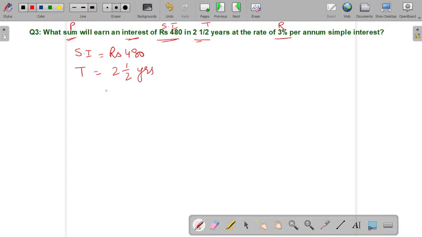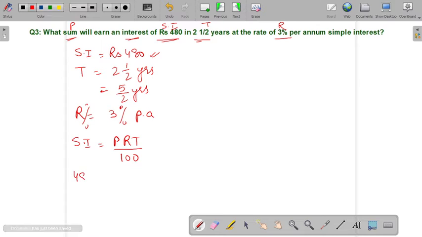So it means what is the time? If we will write it in the fraction, so 5/2 years. And the rate of interest is given as 3% per annum. So don't forget to write the per annum. Now we will be using the simple interest formula, because simple interest value is given PRT upon 100. So 480, principal we have to find out, so keep it as it is. Rate is 3 and the time is 5 upon 2 and upon 100.